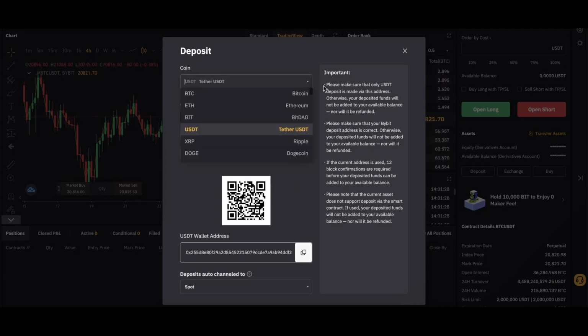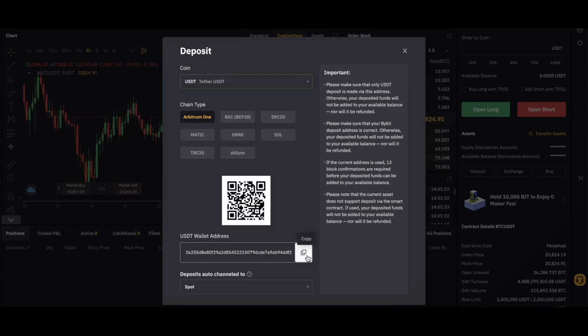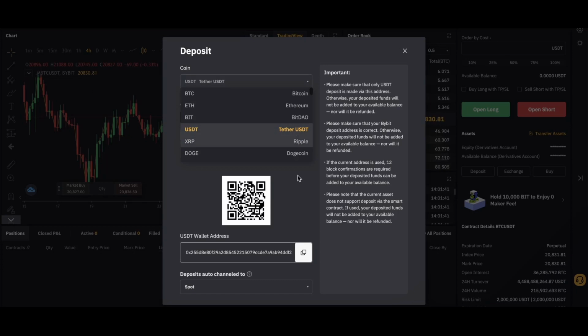So you can choose here USDT. You have your wallet address, then you can copy this, put it in your wallet, send this USDT or send this Bitcoin also to Bybit, and then you can trade with them.